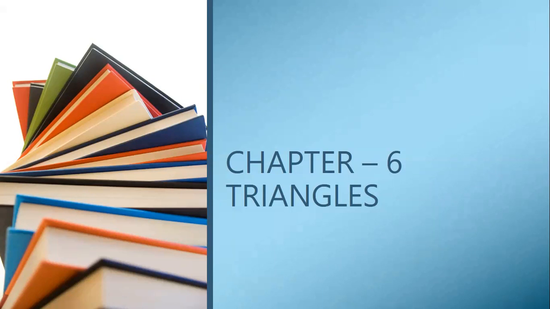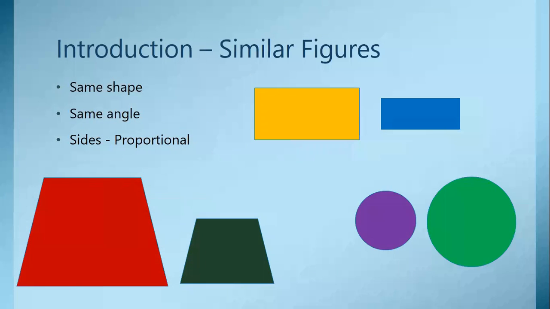Good morning, everyone. In this video, we are going to start with chapter 6, triangles. You have already studied triangles in your lower grades on congruency. Now, we are going to start with a new concept, similarity. Two figures, any figure, are said to be similar if they have the same shape, same angles, but the sides are not the same, they are going to be proportional.